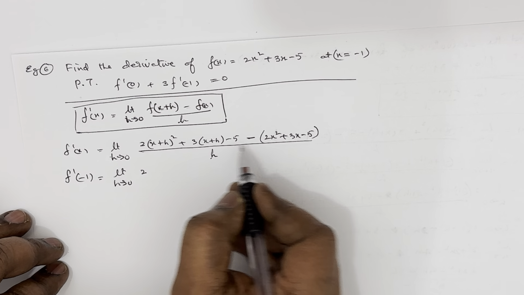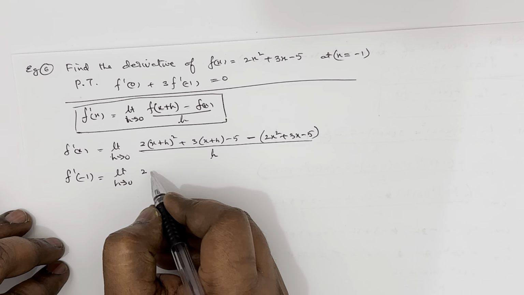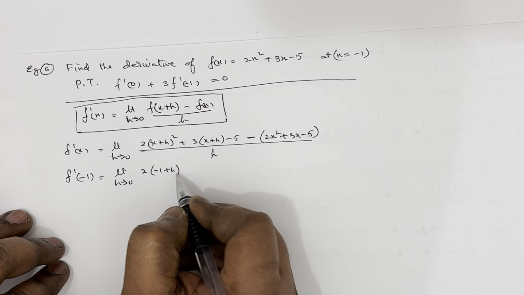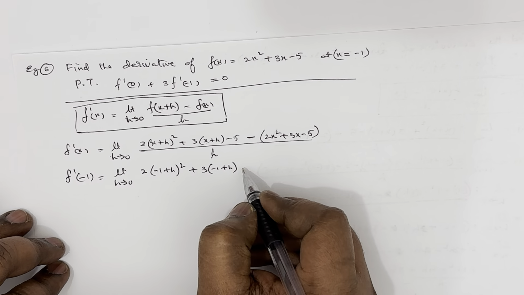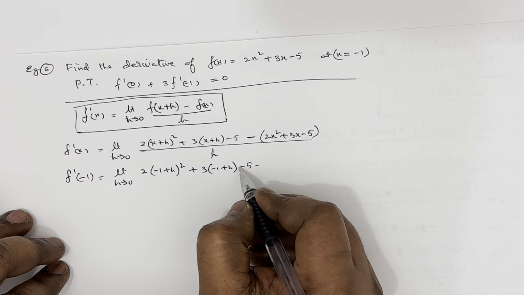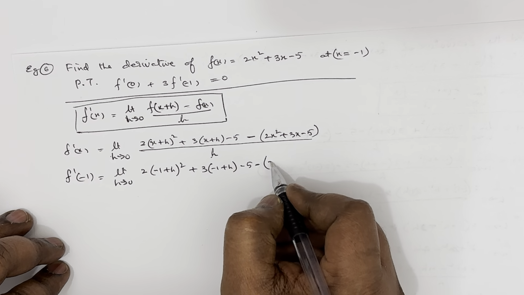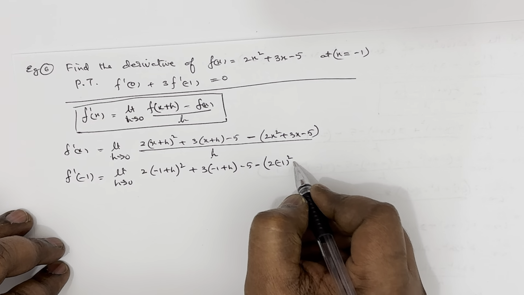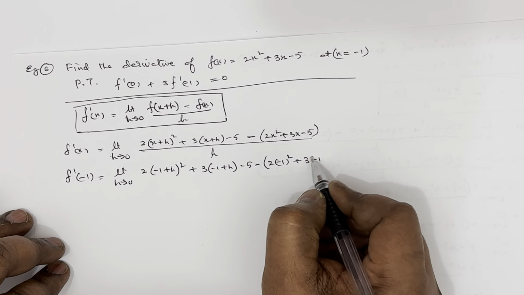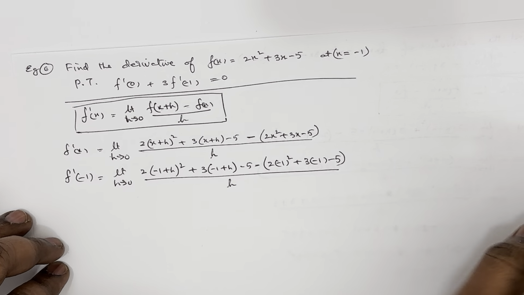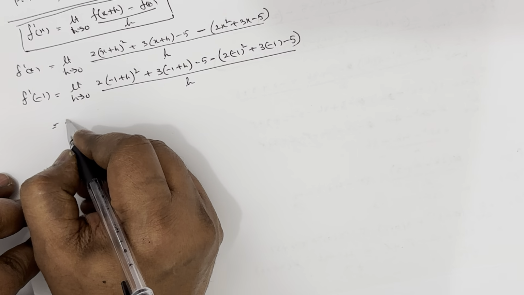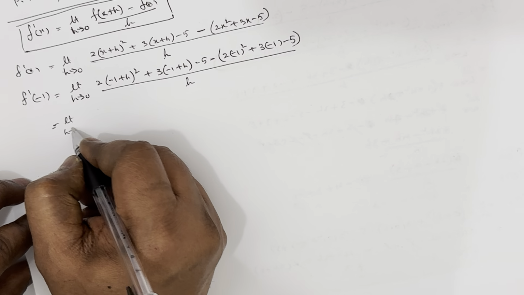all the x be replaced with minus 1. So 2 times minus 1 plus h whole square plus 3 times minus 1 plus h minus 5, now minus 2 times minus 1 whole square plus 3 times minus 1 minus 5. Okay, upon h, which is equal to limit h tends to 0.